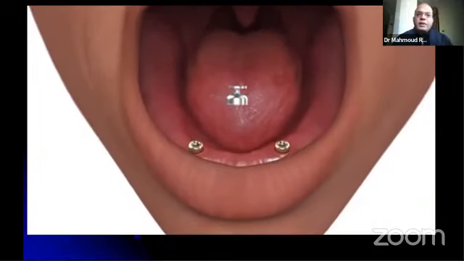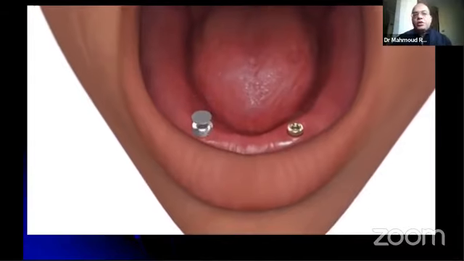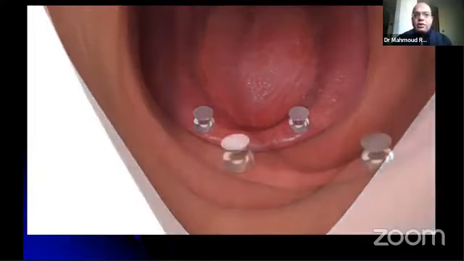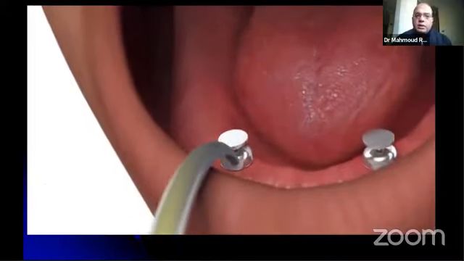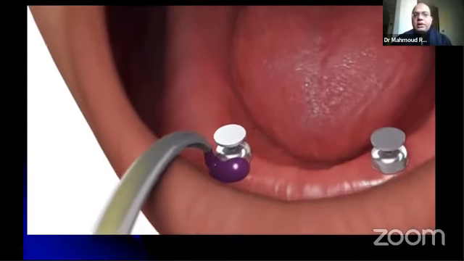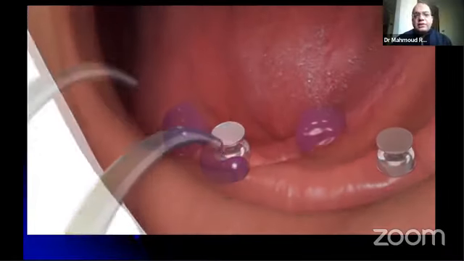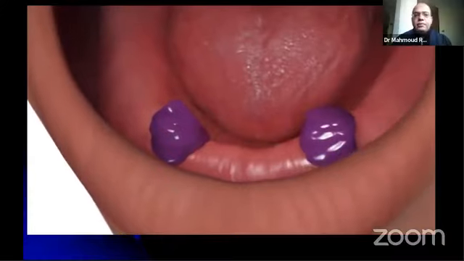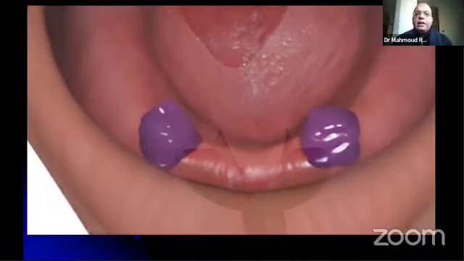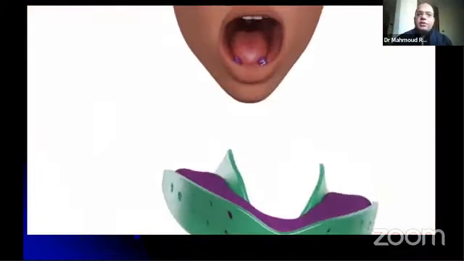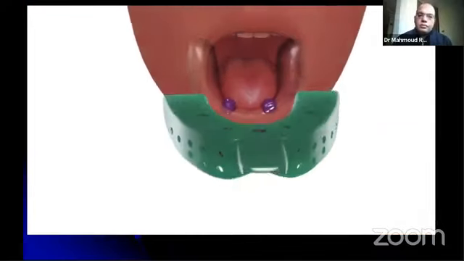Snap on the impression coping. This is the impression coping that is used for the locator attachment. Syringe a light rubber base or medium body material around it, then insert a tray loaded with medium rubber base into the patient's mouth and make the impression.